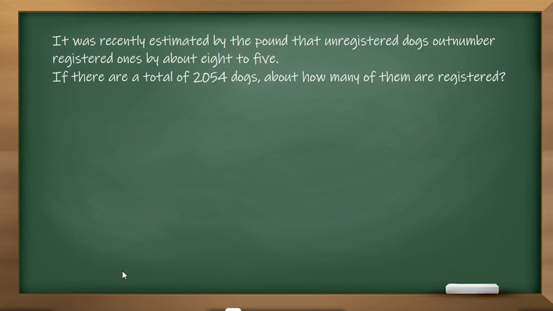This question says that it was recently estimated by the pound that unregistered dogs outnumber registered ones by about 8 to 5. If there are a total of 2,054 dogs, about how many of them are registered? So right away, we can see that there's a ratio here. The ratio of unregistered dogs to registered ones is about 8 to 5. So we're going to start with that part of our ratio.